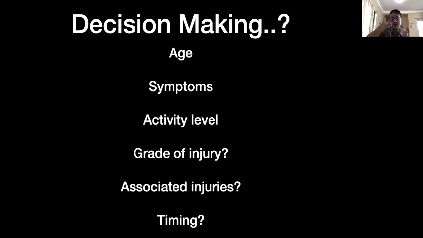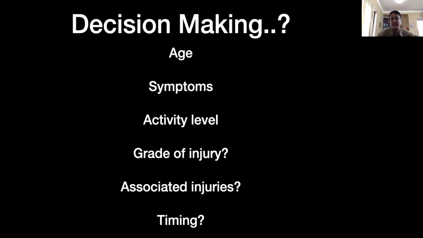Now if a patient comes with a chronic injury, then you must observe right from the gait of the patient. You must see how the patient is walking into your OPD, and then you assess your PCL. If your grade is more, you assess the posterolateral structures.